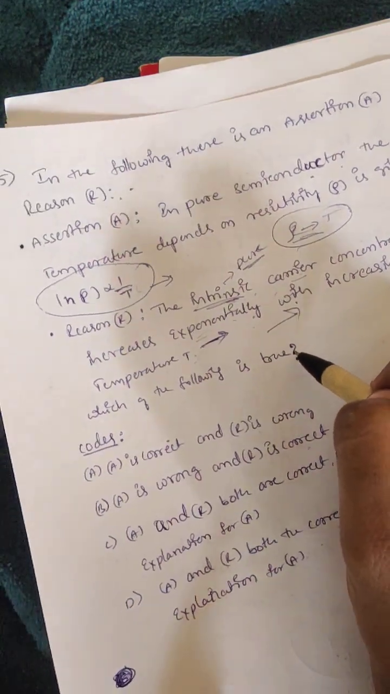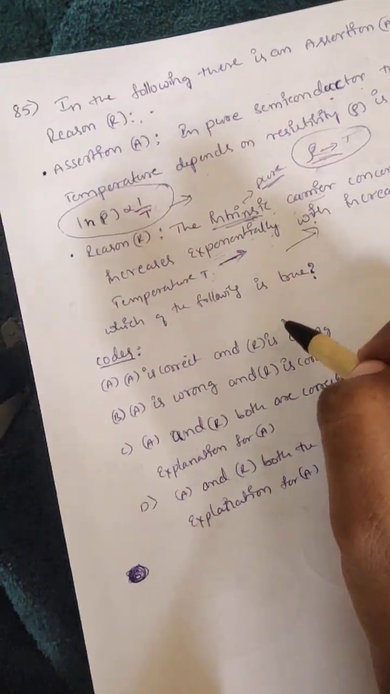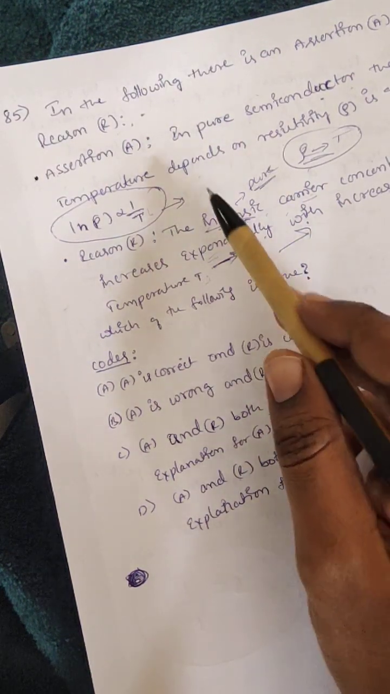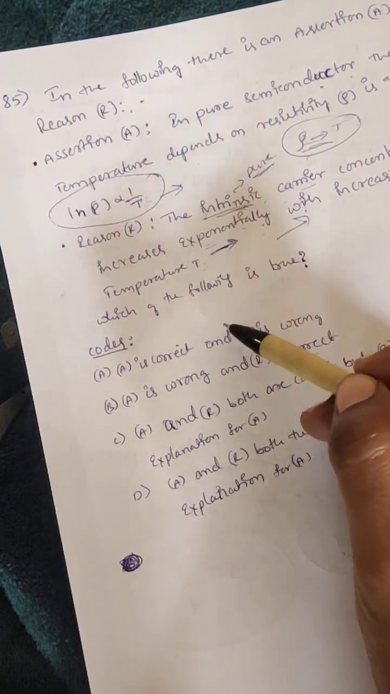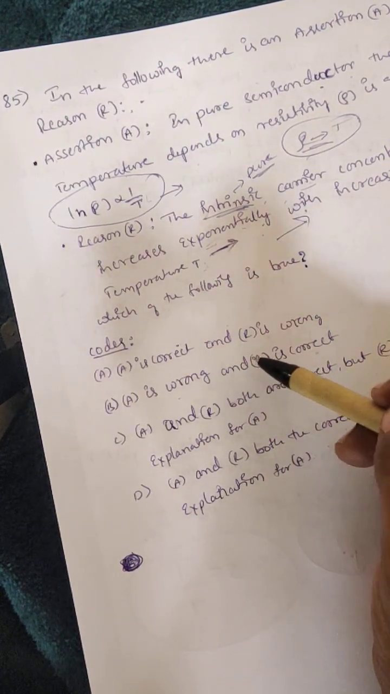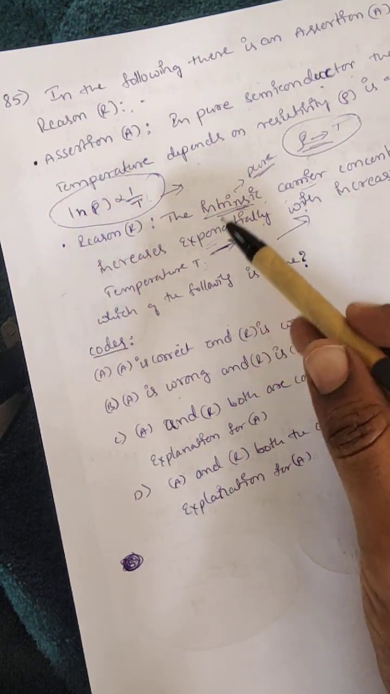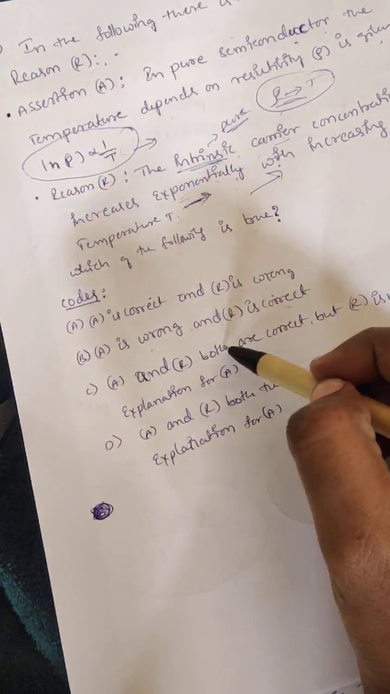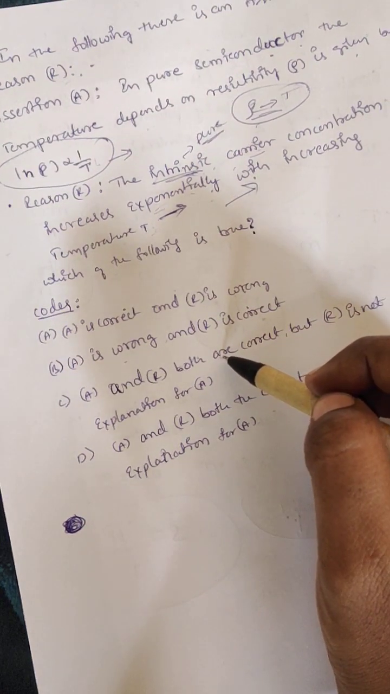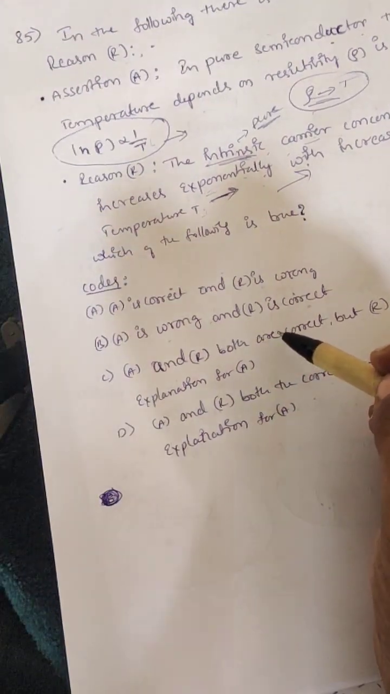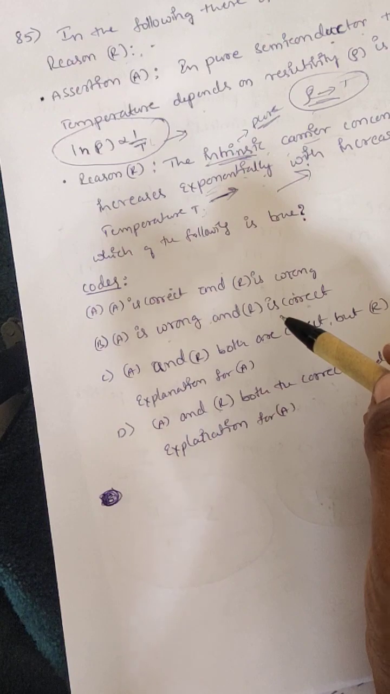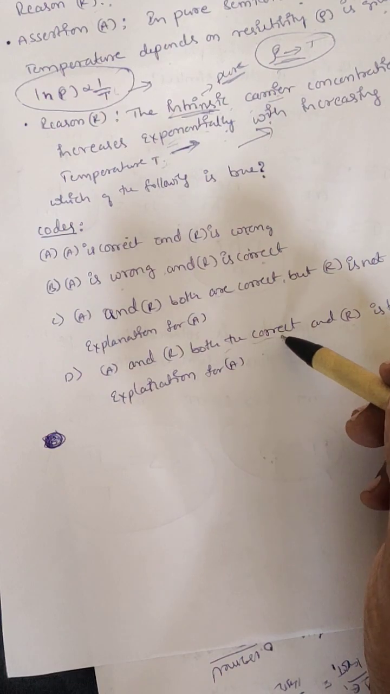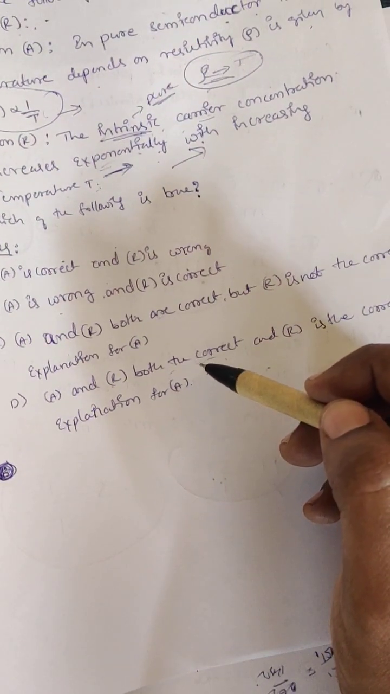So which of the following is true? These are the codes given. Option A: A is correct and R is wrong, that means the statement is correct and the reason is wrong. Option B: A is wrong and R is correct. Option C: A and R both correct but R is not the explanation for A. And option D: A and R both correct and R is the explanation for A.